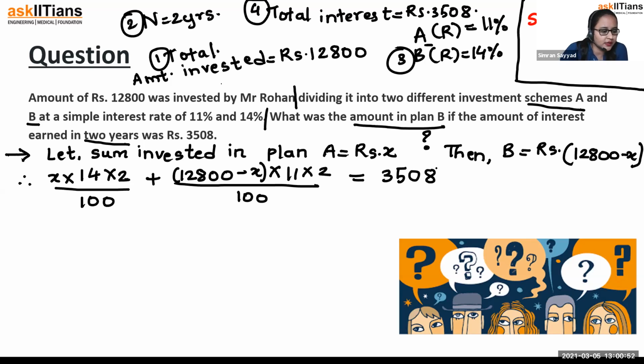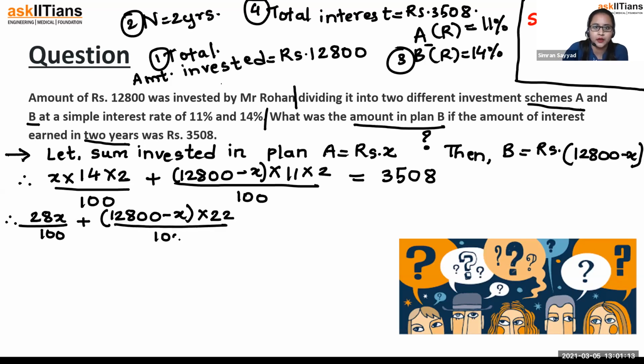Yes or no, dear students? Now, simply we are going to solve this. Therefore, 14x by 100 plus 12,800 minus x, I'll put this bracket as it is, into 11 twos are 22, whole divided by 100 is equal to 3508.